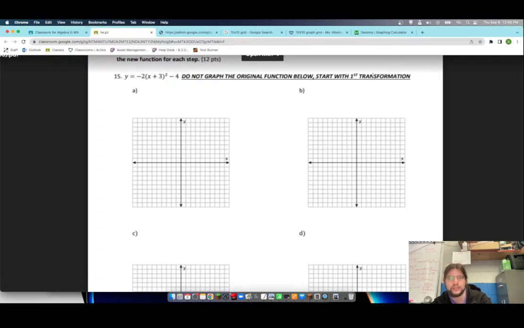It says start with the first transformation. And your person wants to do horizontal shift first, vertical shift last. And I think she did stretches and then reflections. You have the list. Yeah, I do. I don't know what order she wants you to do them in. I think it's horizontal, stretch, then reflection, then vertical shift.